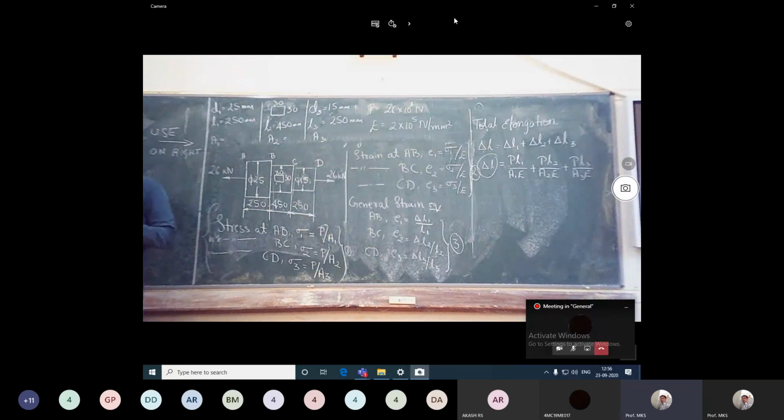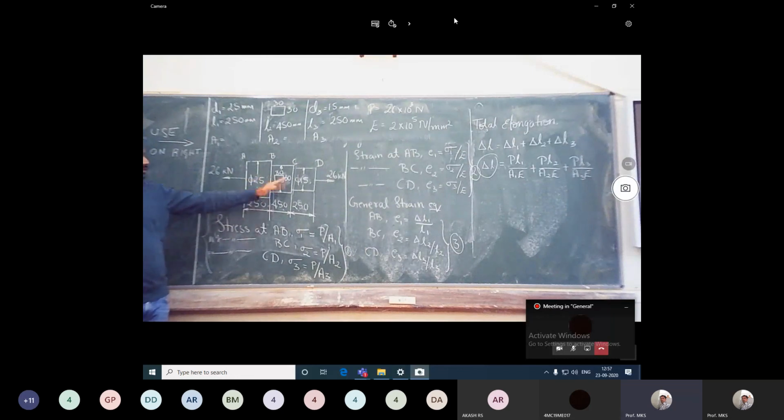Okay. So this can be done, right? You need to complete it. In the next class, I will move further with the next topic: bars with different loads with varying cross section. In this, different cross sections may be asked. It may be any type of cross section.